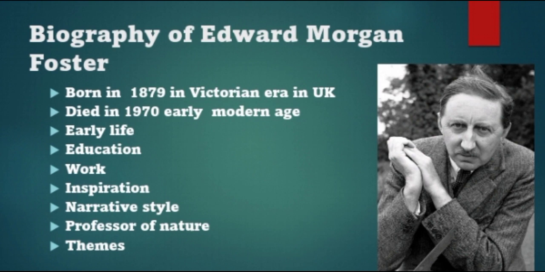He analyzed human nature as well, so he started writing in the modern age. His famous works include Where Angels Fear to Tread in 1905 and A Passage to India in 1924. He was inspired by the Victorian poet George Meredith. His narrative style includes third-person point of view, use of irony, chronological order, linear plot, realism and symbolism.